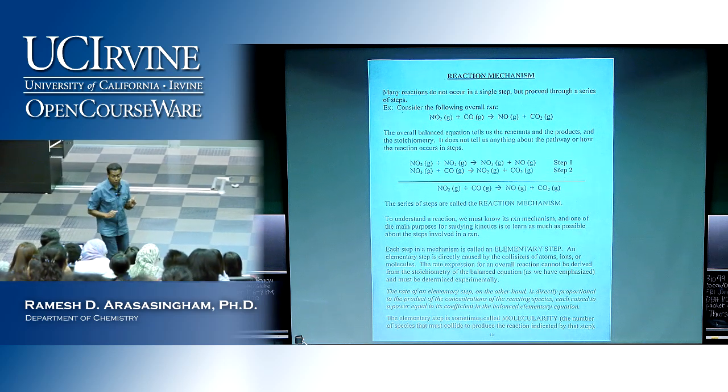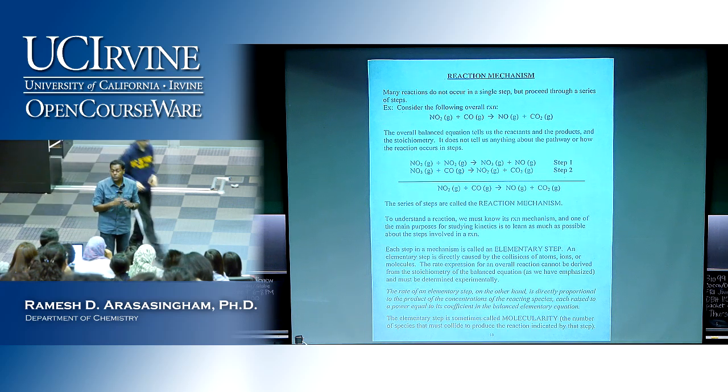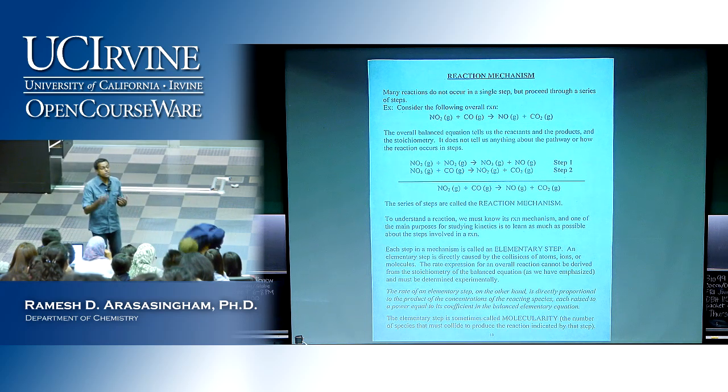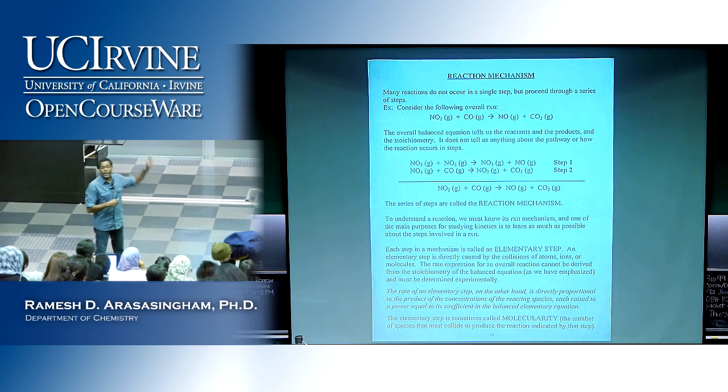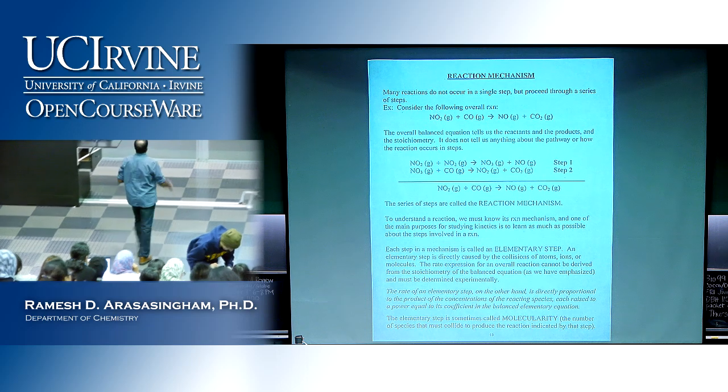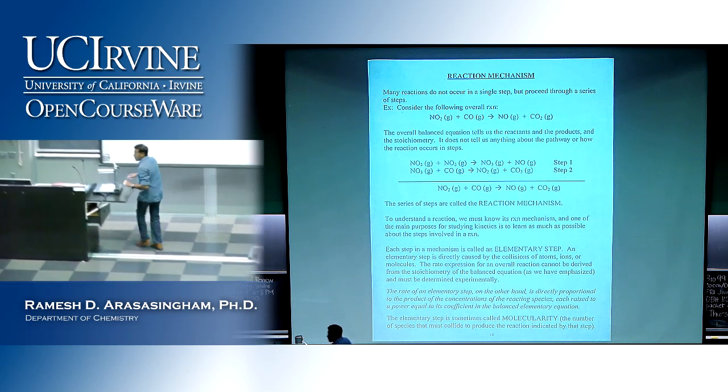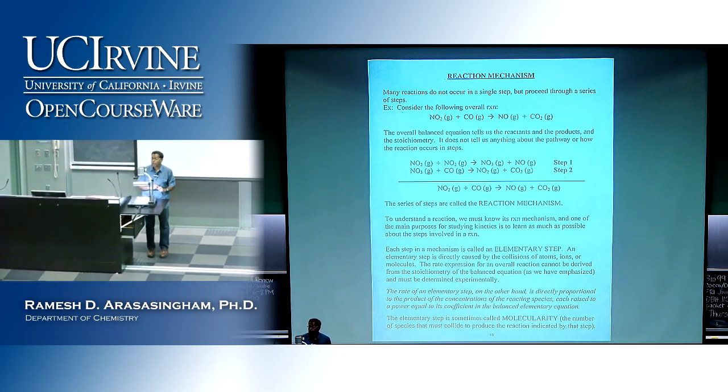Now in the second step, NO3 reacts with CO, and what is it doing? It's transferring that oxygen to CO to give you CO2. So can you see the difference between the pathway that the reaction takes and the overall reaction? The overall reaction is when you take the two steps and add them up, you end up with the overall reaction.